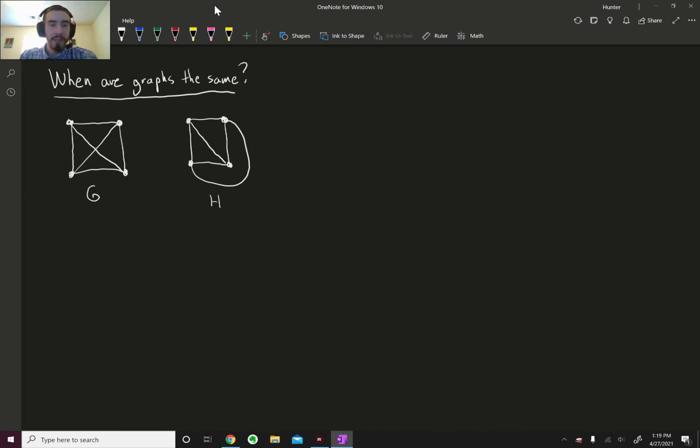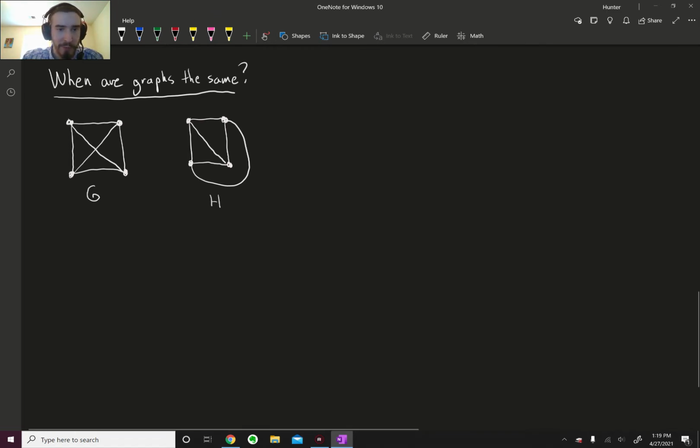Okay, the next topic that we're going to talk about is when are two graphs the same or different? And as a motivating example for this, I've got drawn here two graphs G and H. And we want to know, are these the same graph? Or are they two really different graphs? And, well, at first glance, they certainly look different.